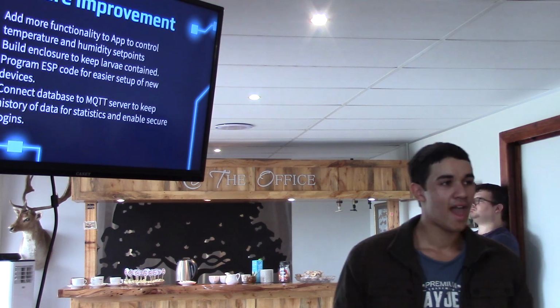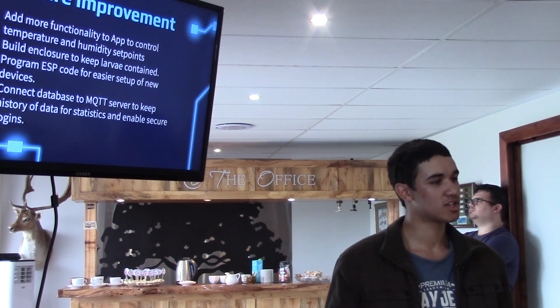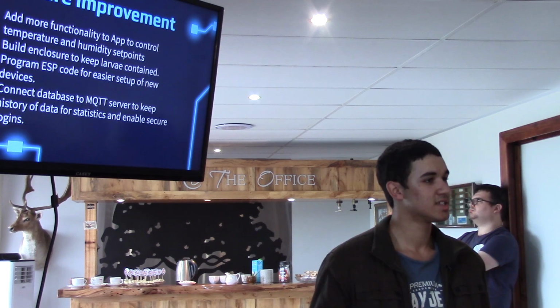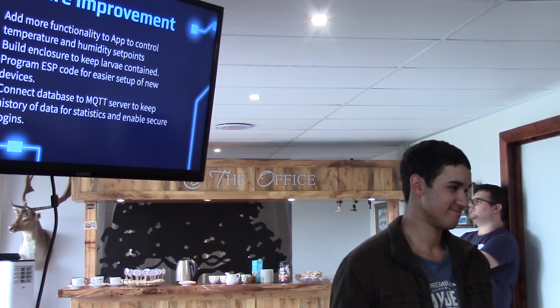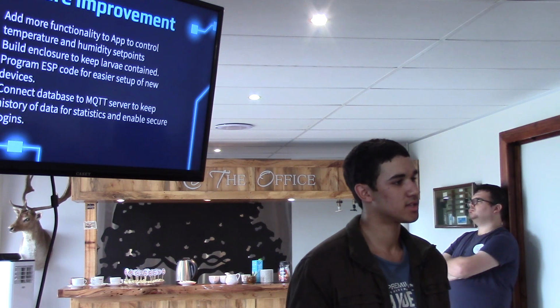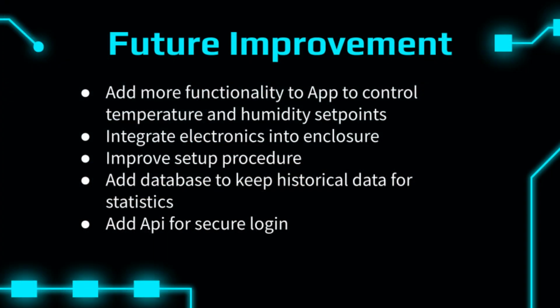Future improvements: adding more functions and controls for the humidity and temperature readings, as well as controls on the app. Building an enclosure to contain the larvae so that they don't run away. Program ESP code for easier setup and adding in newer incubators, so that it's easier for you, as the farmer or the owner of the incubator, to add a new incubator, so you don't have to go to the program and re-enter a new name and add an account as well.